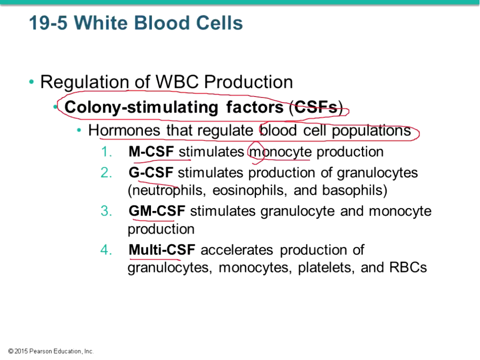MCSF is going to stimulate monocytes. GCSF is going to stimulate granulocytes, which are neutrophils, eosinophils, and basophils. GM-CSF is going to stimulate granulocytes and monocytes. And then multi is really just stimulating everything, right?